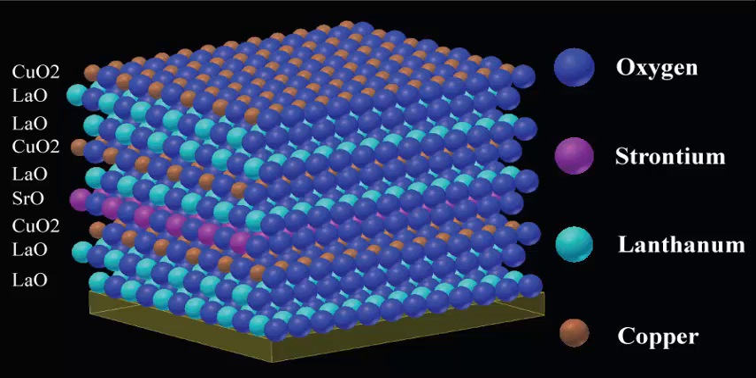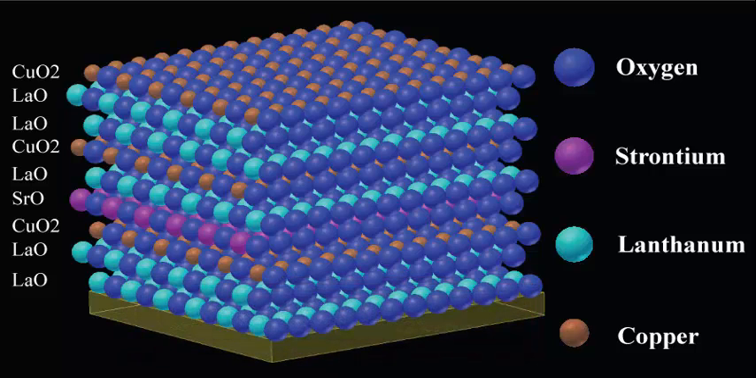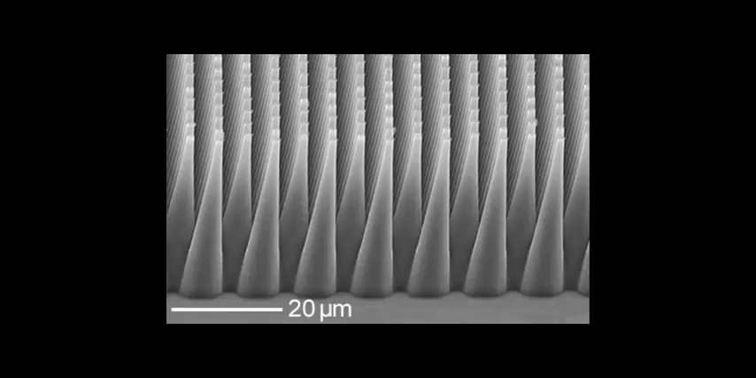Hi, my name is Manikanta, and in this video I am going to explain about atomic layer deposition, which is also known as ALD. ALD is a true nanotechnology allowing ultra-thin films of a few nanometers to be deposited in a precisely controlled way down to the atomic scale.